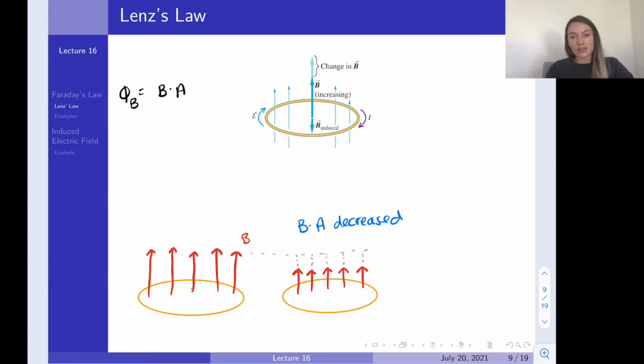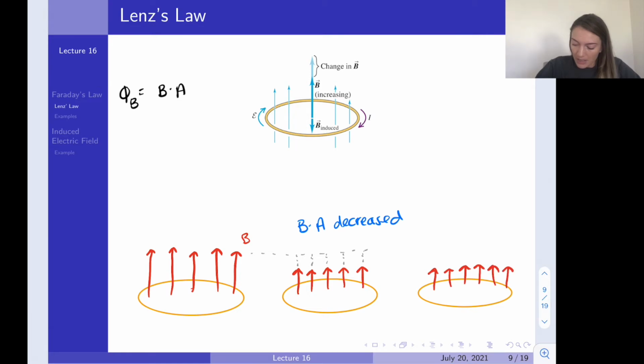So what that means now is that my EMF that's induced is going to want to induce a magnetic field that is also in this upward direction, because it wants to try to keep the flux the same. It wants to have the total magnetic field be back up here where it originally was. So it's going to try to induce a magnetic field that is in the same direction as the original magnetic field. So our external magnetic field is like this. We're going to try to induce a magnetic field to bring it back up here.